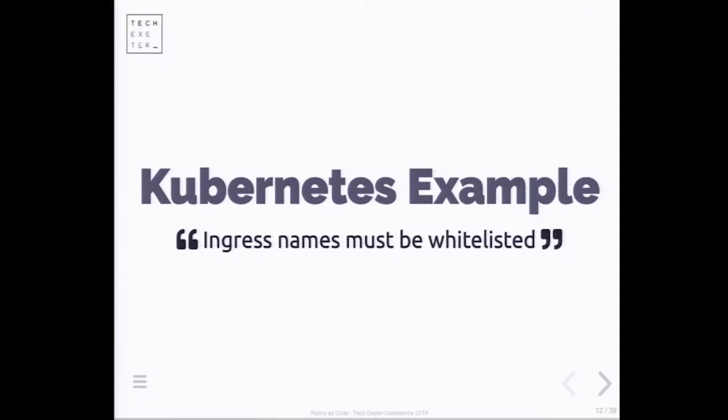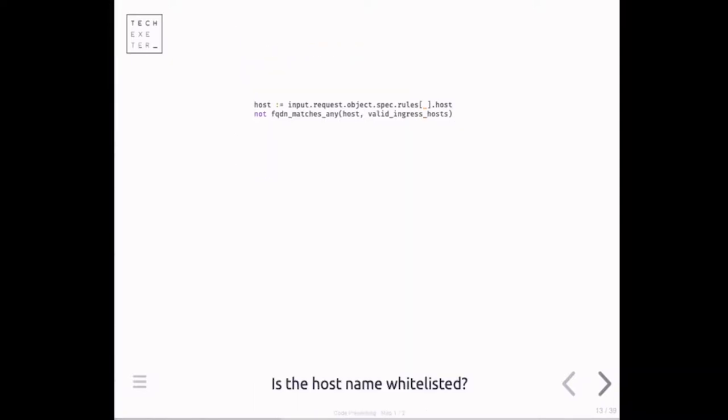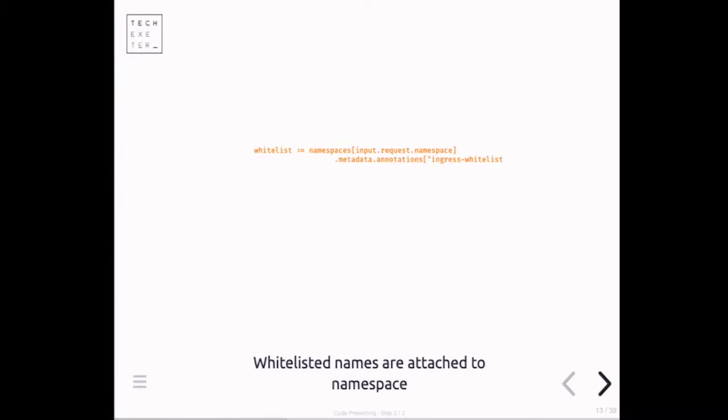Another example, ingress names must be whitelisted. So again, it's very similar. This sits as a web admission hook. If you try and create an ingress, which is something that associates a host name with a service, then what it will do is say, okay, there's a host name buried in that request, and does its FQDN match with a list of valid ingress hosts? And in this particular example, we're fetching a list of valid ingress hosts from Kubernetes itself.